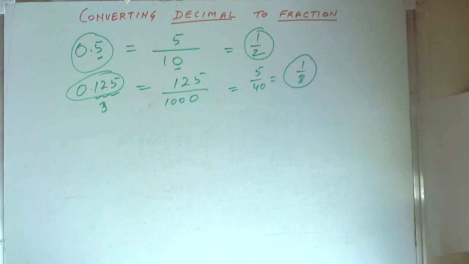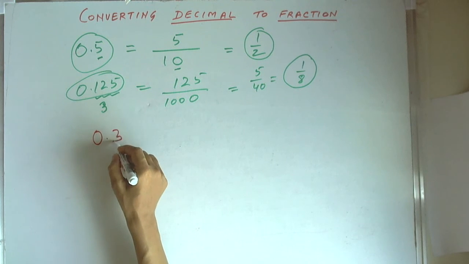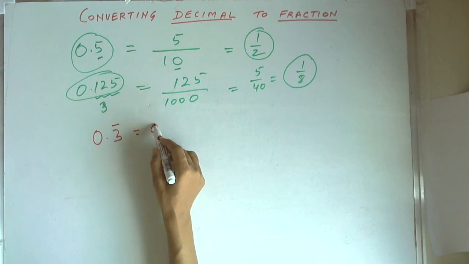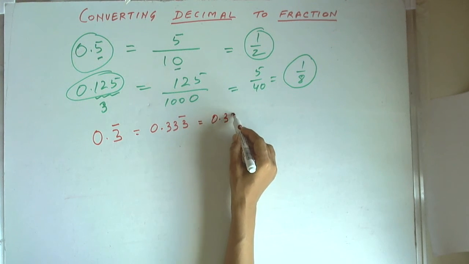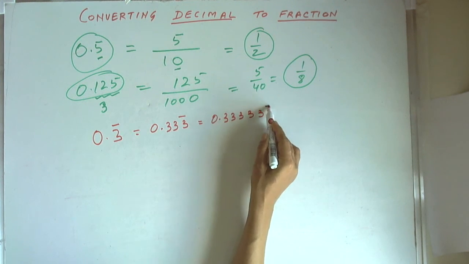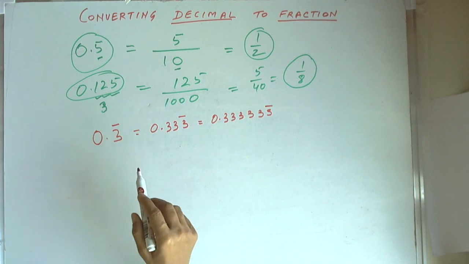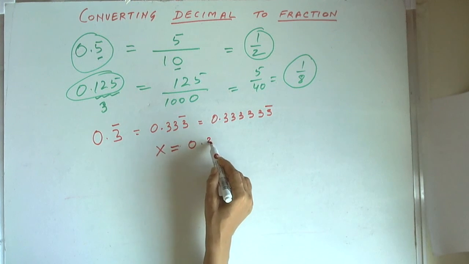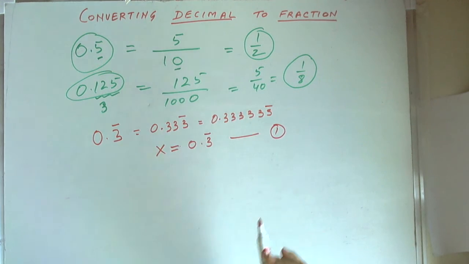Now this is very simple, but when it comes to repeating decimals like 0.3 bar, which means 0.33333 and so on, 0.333333333, in this situation how do we convert such a decimal to a fraction? For that we take a little help of algebra. First we will say x is equal to 0.3 bar. So this is our equation number 1.